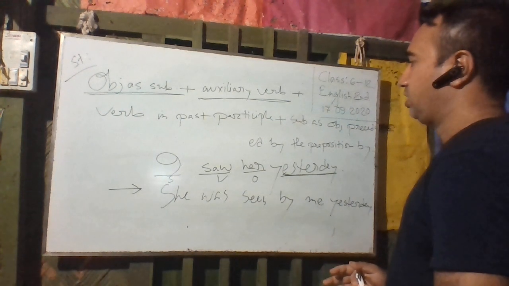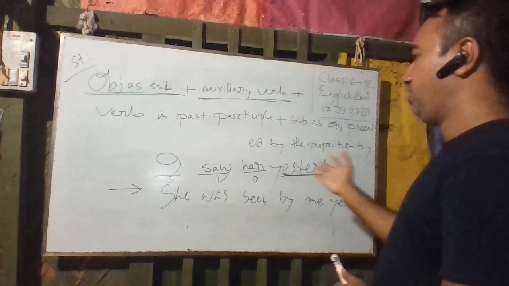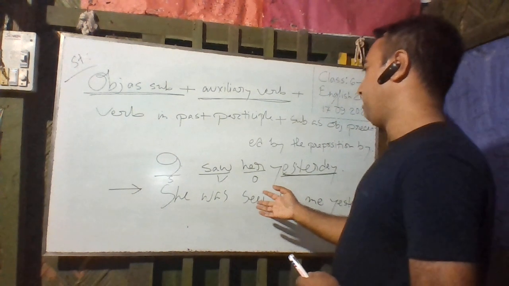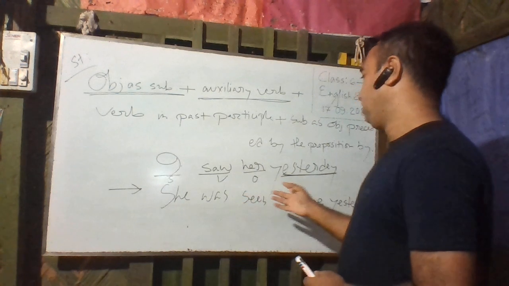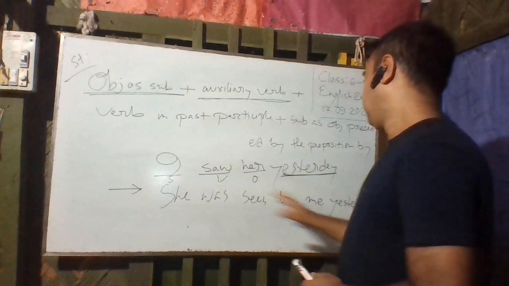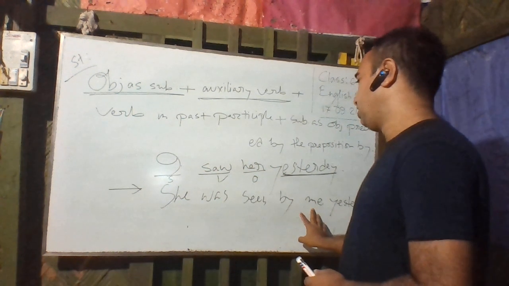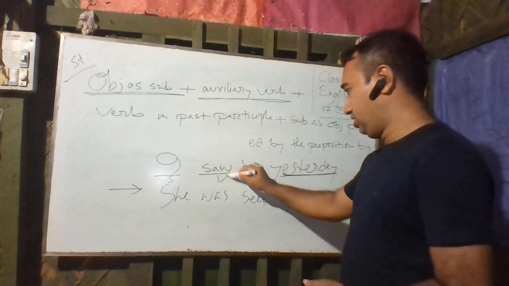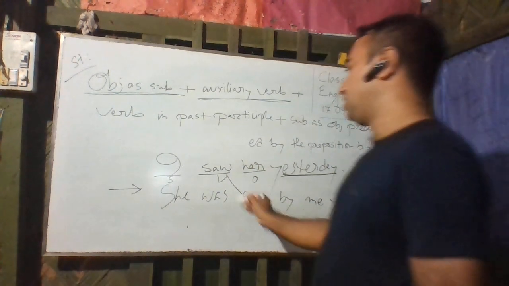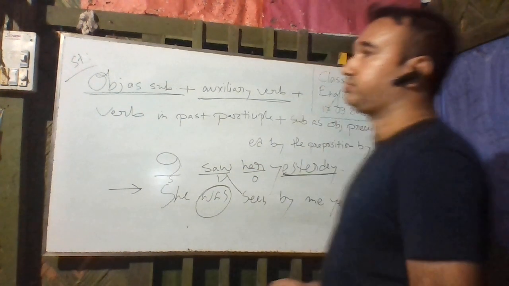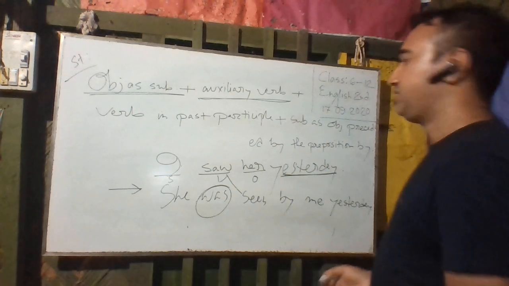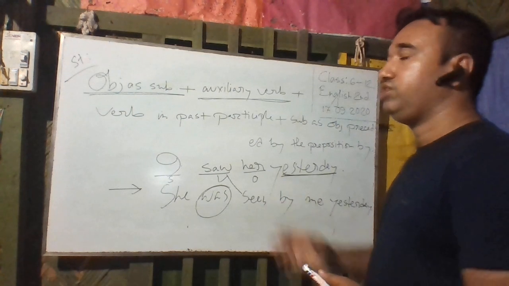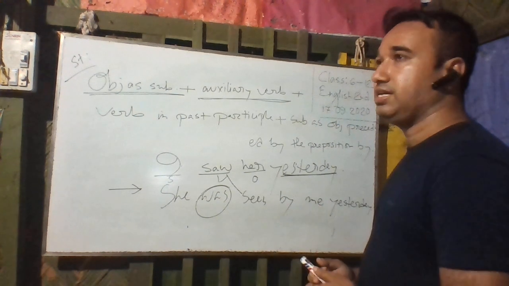Now notice, where is the problem? It's very easy to make the object as subject. Then subject as object, it's also easy. Verb in the past participle form, this is also easy. The problem is the use of auxiliary. In English grammar there are 24 auxiliaries. So which auxiliary should I use here? How will I understand?